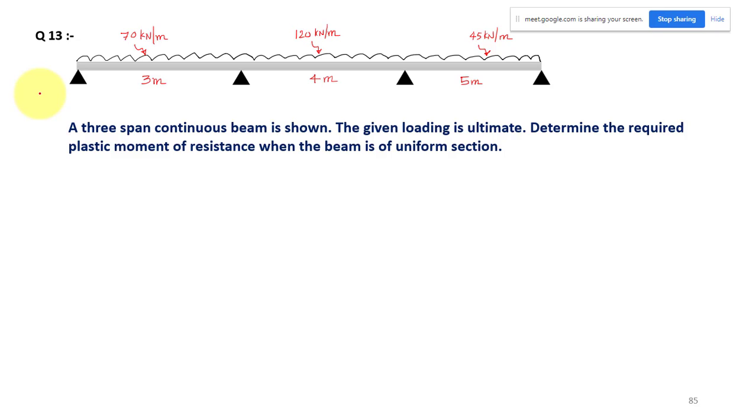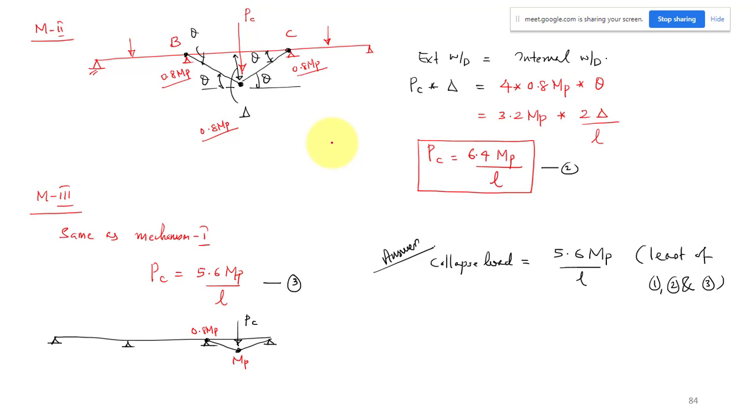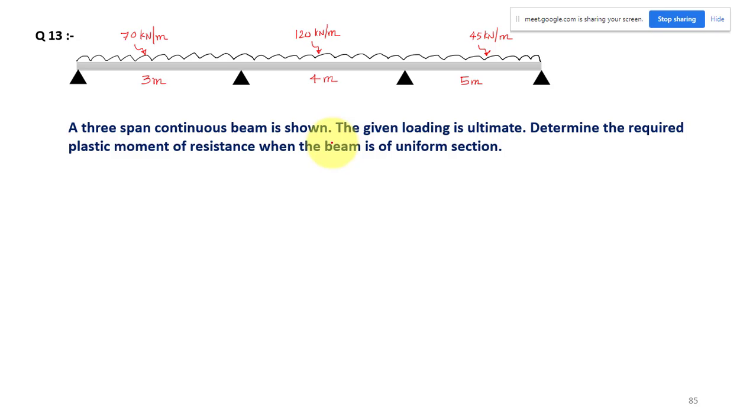So okay, and we'll go to the next question. So question number 13, you can directly solve it. This question we have not done. Till now we have solved how to find out the collapse load. So the question can also be asked like you have to find the required plastic moment of resistance, MB.